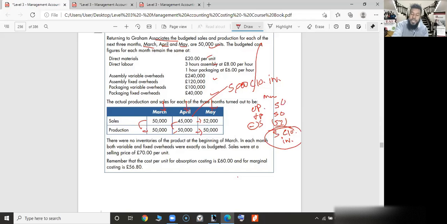So look at this, the opening inventory for the month of May is 5, and the closing inventory for May is 3. That means the inventory has gone down. In the first month, March, it is equal. In April, inventory has gone up, so absorption costing profit will be up. In May, closing inventory has gone down compared to opening inventory, down by 2,000 units. So your absorption costing profit will be lower. Let's prove it. Let's do it then.